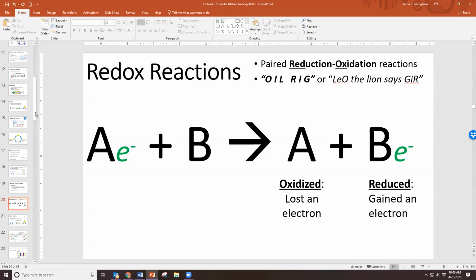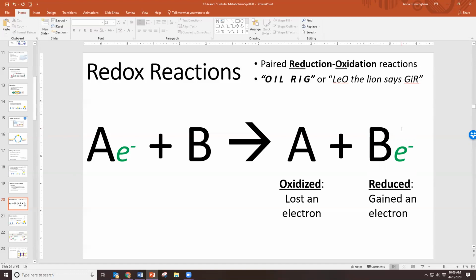I had a question: why did they choose the term reduced to describe a molecule gaining an electron? I know, it's so confusing. The reason they say that a molecule is reduced when it gains an electron has to do with the fact that electrons have a negative charge. So what happens to this molecule when it gains that electron is its charge is reduced.